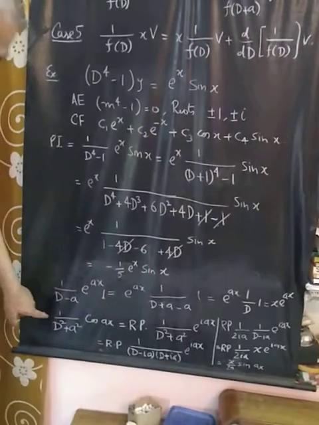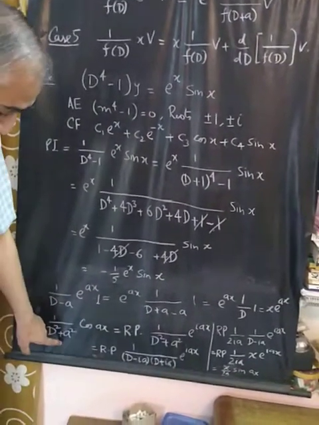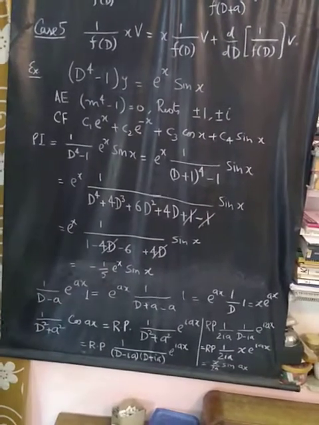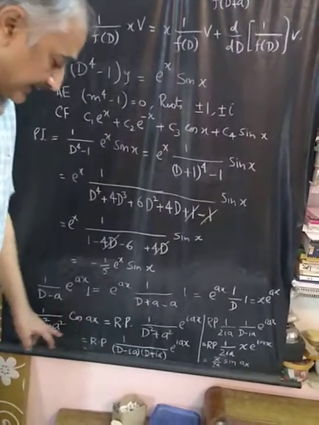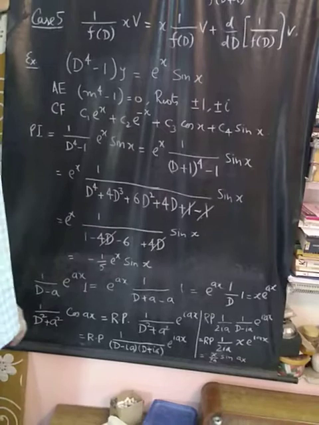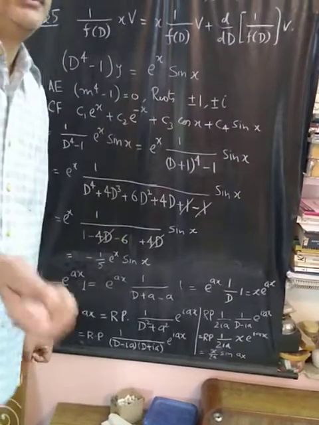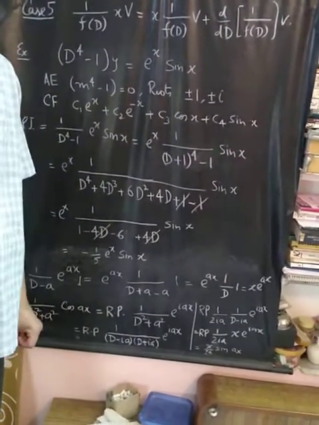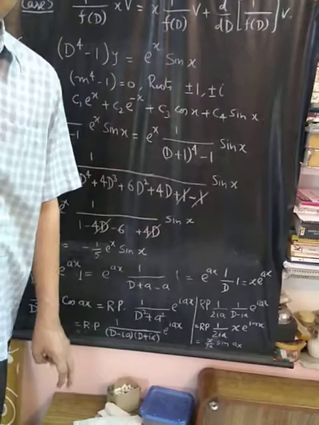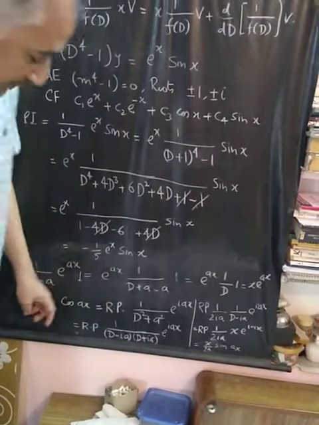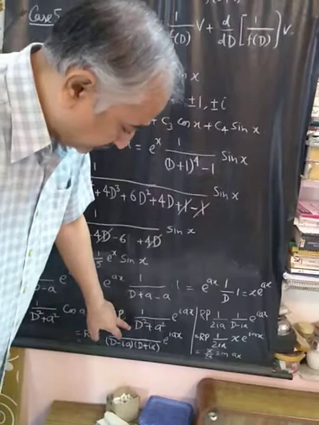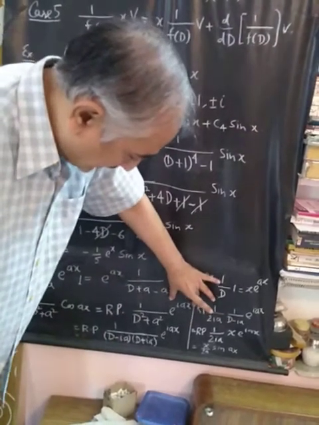Similarly, this case: 1 upon D square plus a square of cos ax. Now cos ax you can write as the real part of exponential iota ax. Exponential iota ax has real part cos ax and imaginary part sin ax. So I will find the real part of 1 upon D square plus a square on exponential iota ax.